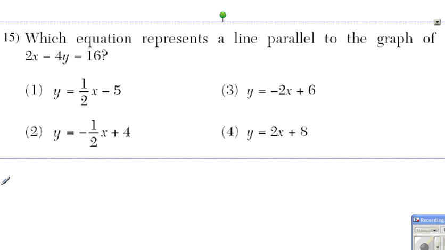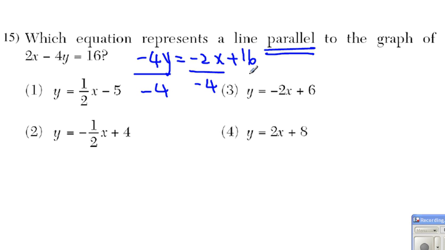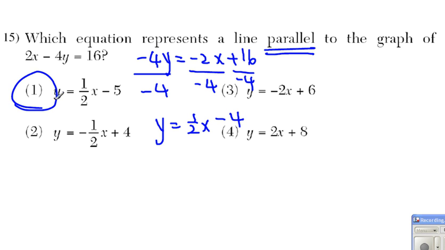All right, number 15. Parallel. That means same slope. So what is the slope here? By subtracting 2x, we will be getting negative 4y equals negative 2x plus 16. Now by dividing by negative 4, we would have gotten y equals 1/2 x minus 4. So which one of them has 1/2? Positive 1/2 x. It will be this one, choice number 1.